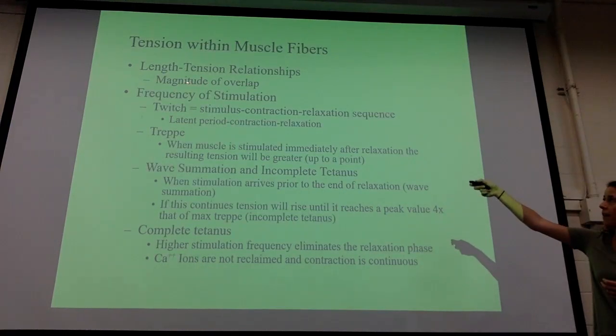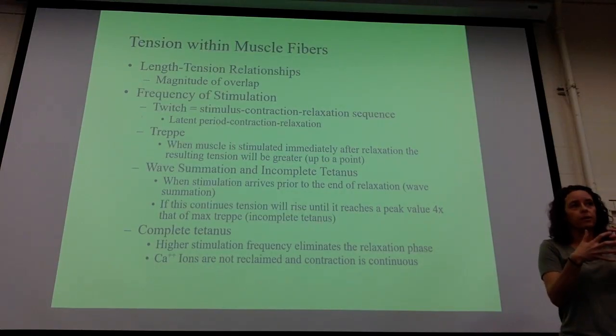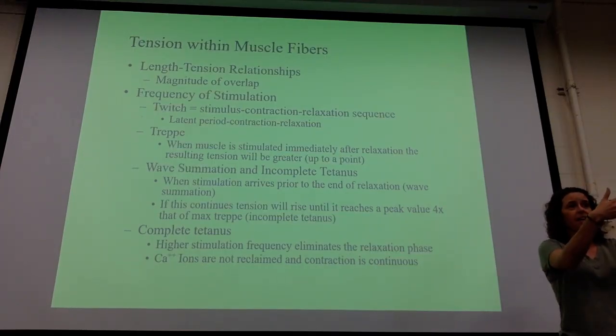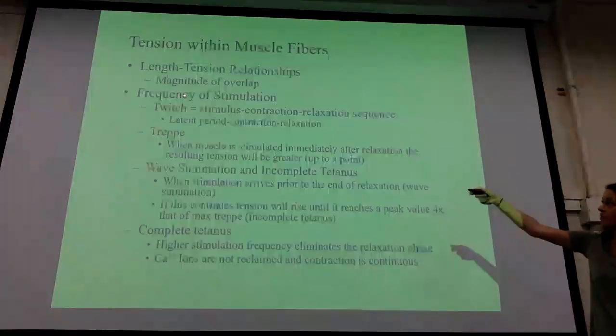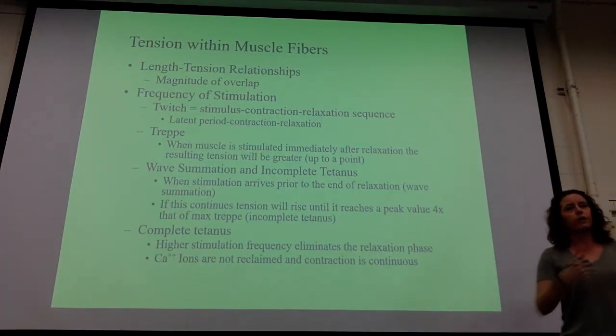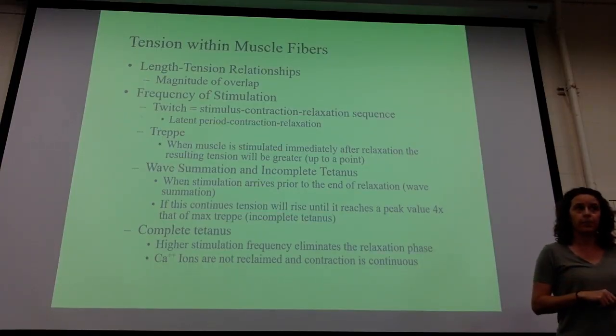One thing is how much overlap there is. So the arrangement within a sarcomere, we have to have the right amount of overlap between actin and myosin. If there's not enough overlap or there's too much overlap, there won't be the same amount of cross-bridge formation. Beyond that, we also look at the frequency of stimulation. Frequency of stimulation is how many times we are receiving an action potential from the nervous system.